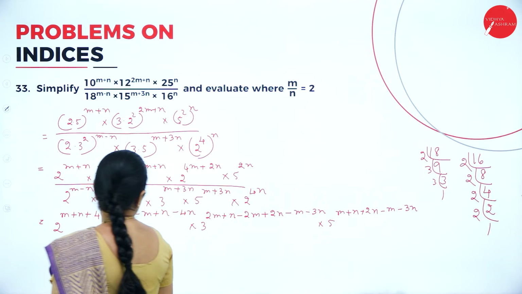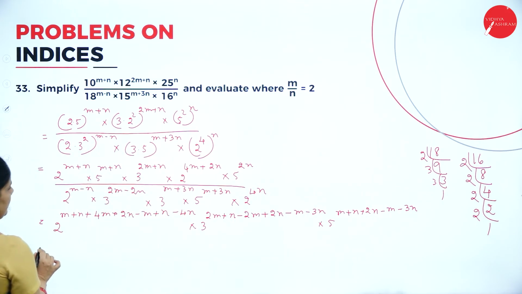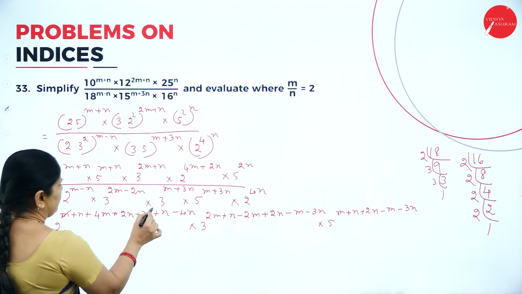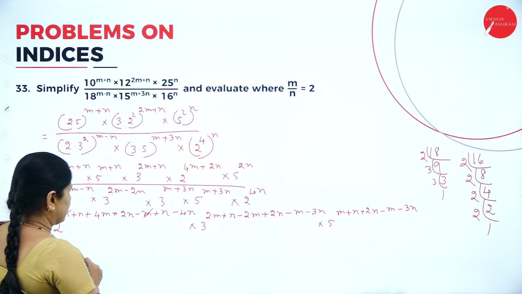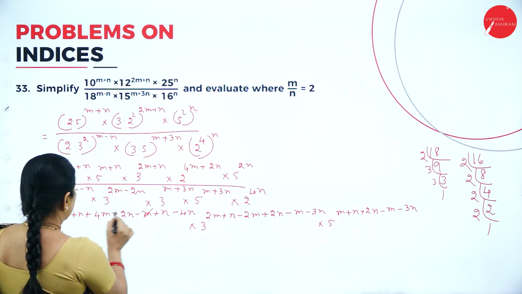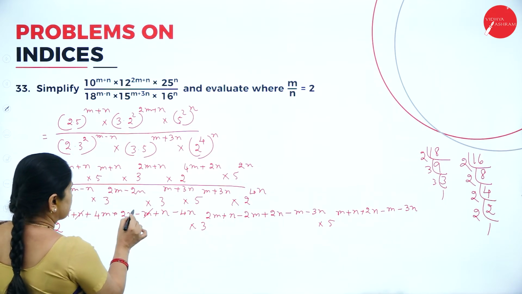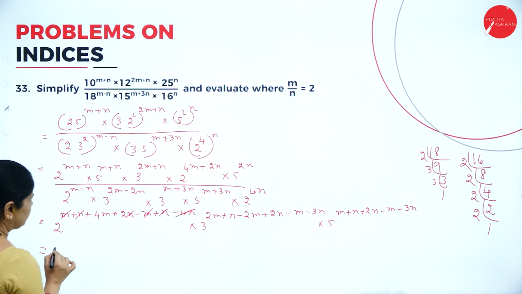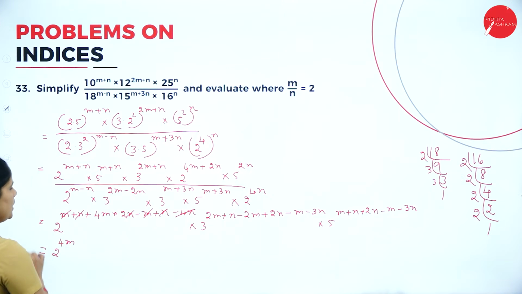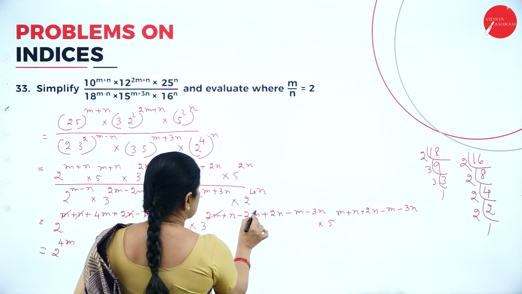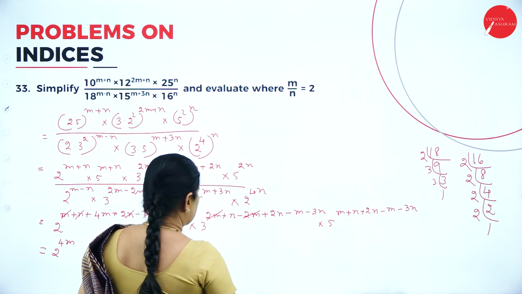Now we simplify all this. When I simplify this, I have one m positive, one m negative. Then I have 2n, 3n, 4n, so all these will get cancelled by minus 4n. So I am left with 2 to the power of 4m. Then here also plus 2m minus 2m gets cancelled.